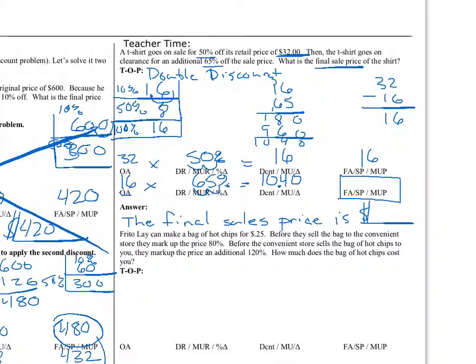So I take my $16 that it was before I took this additional discount. Oops, that's not $16. $16. And this additional discount of $10.40. I subtract. And I'm going to get $5.60. So the final price after the 2 discounts is $5.60.